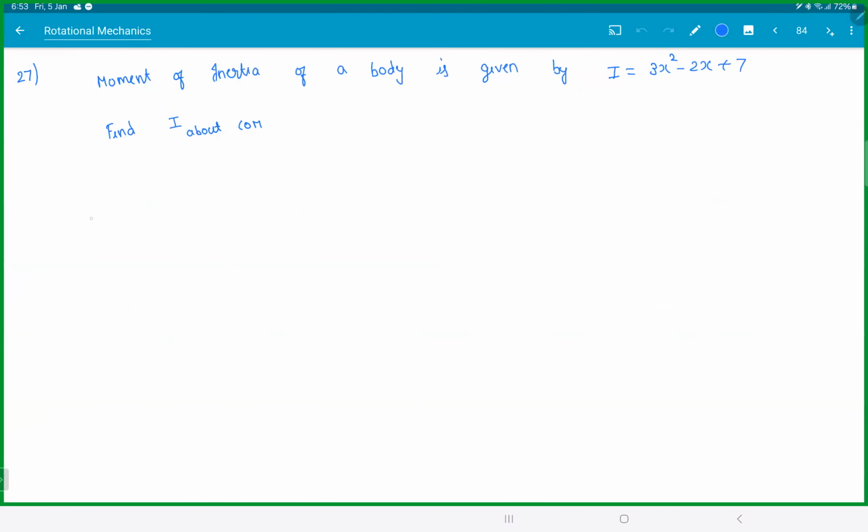That is all you had to do. So the moment of inertia about the center of mass is minimum among all parallel axes. Be careful, that word is important: among all parallel axes. You can compare only between parallel axes. If you have two perpendicular axes, you can't compare.